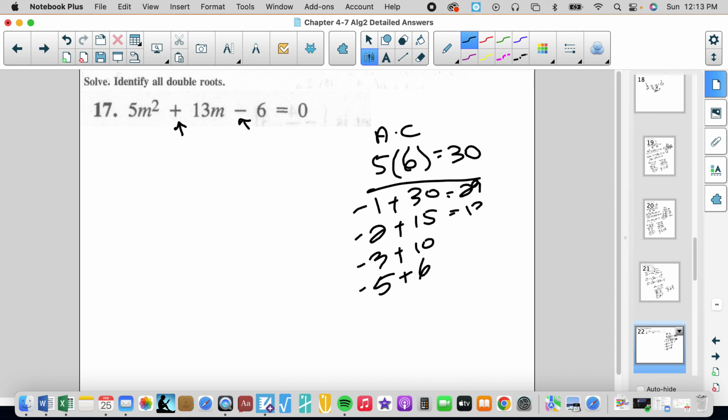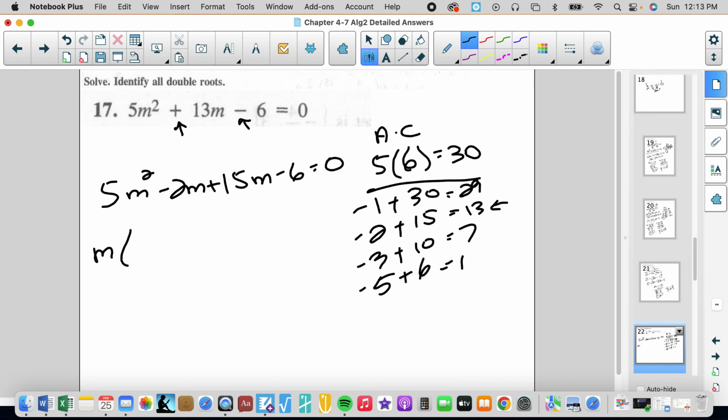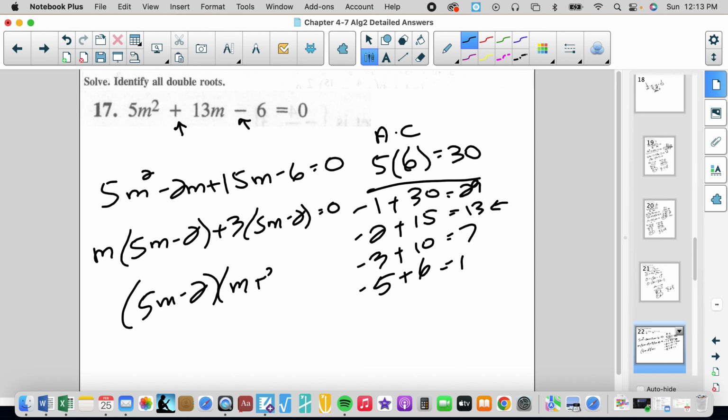29, 13, 7, 1. 13 is my middle. 5m squared minus 2m plus 15m minus 6 equals 0. We're going to only take out an m. That's all they have. We're going to take out a 3, and we get 5m minus 2 is 0. 5m minus 2, m plus 3 equals 0.